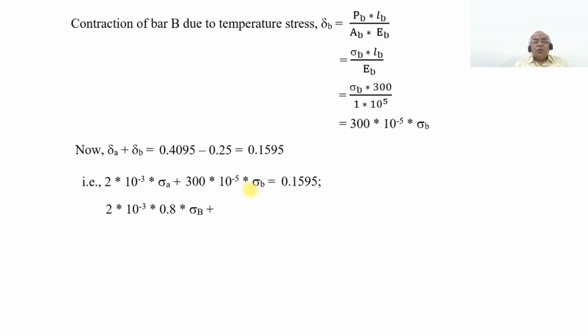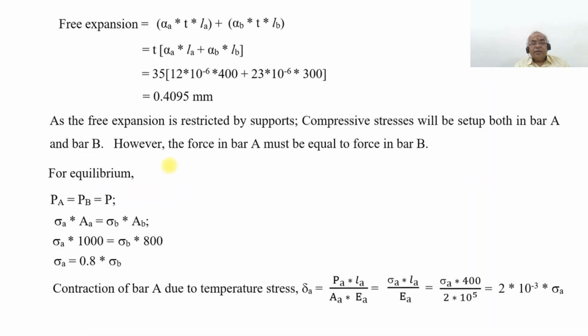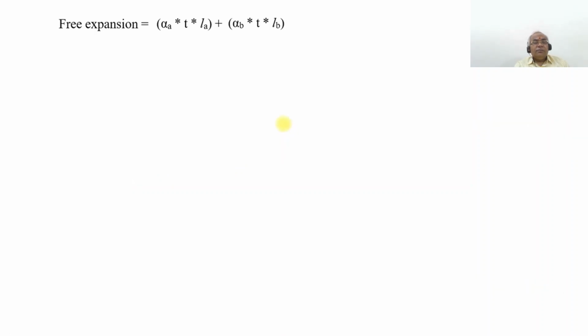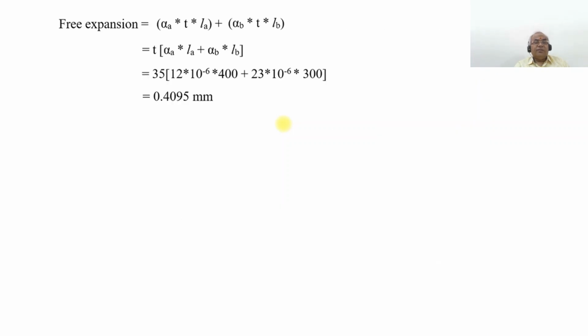So we know the value. How will I be able to get this expression, that is 2 into 10 to the power of minus 3? That expression you are going to get from here, which is sigma A into A_A will be equal to sigma B into A_B. So that is how you will be able to get that particular expression.